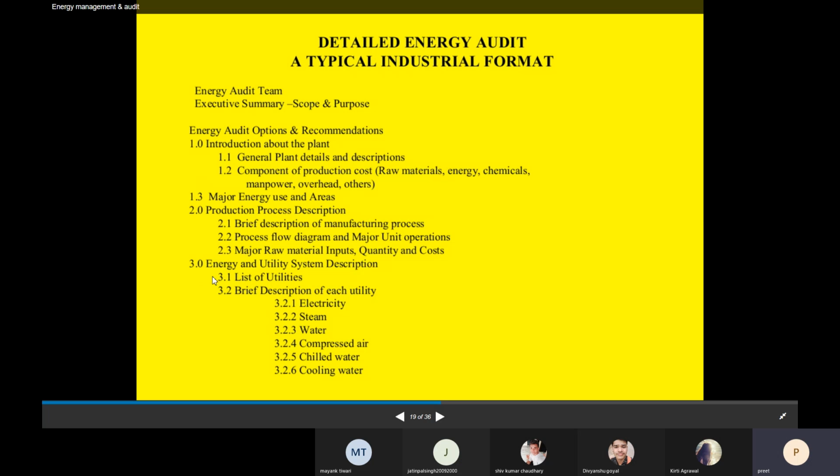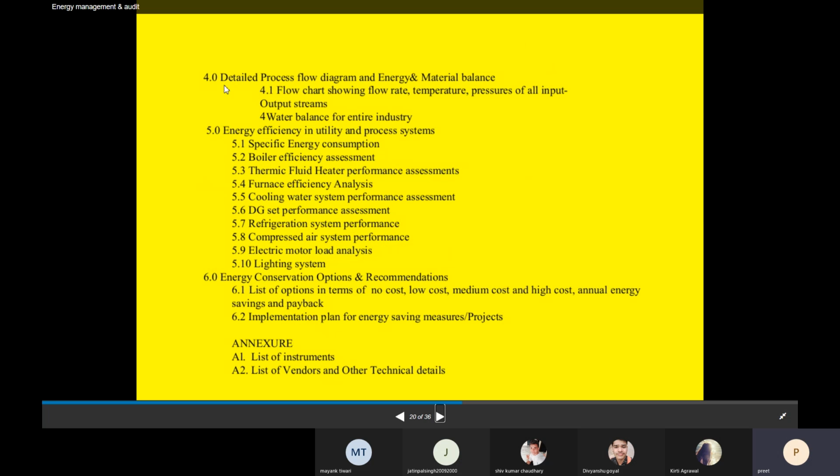Again, you have to give detail about the energy and utility system description. Under that you need to give the list of utilities and a brief description of each utility, for example electricity, steam, water, compressed air. If they have something more, then you also need to include those. For example, if you are doing the energy auditing of a house, then in that scenario you would have electricity, fan, geyser, or your cooler or AC or whatever. And you also need to give the detailed process flow diagram and energy and material balance.